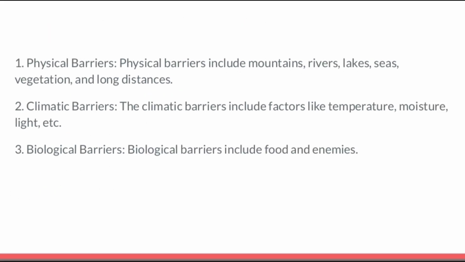Physical barriers. Physical barriers include mountains, rivers, lakes, seas, vegetation, and long distances. Climatic barriers. The climatic barriers include factors like temperature, moisture, light, etc. Biological barriers. Biological barriers include food and enemies.